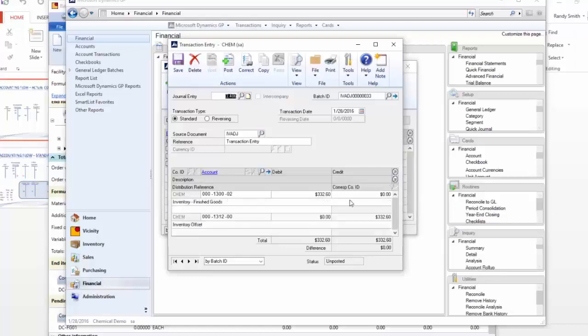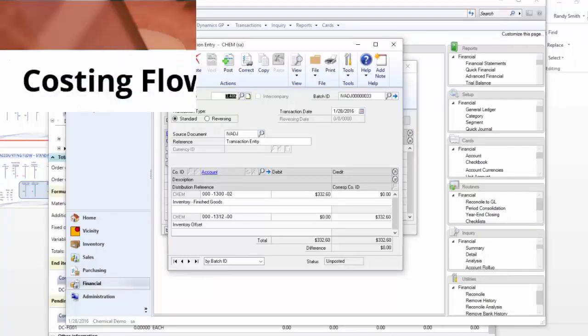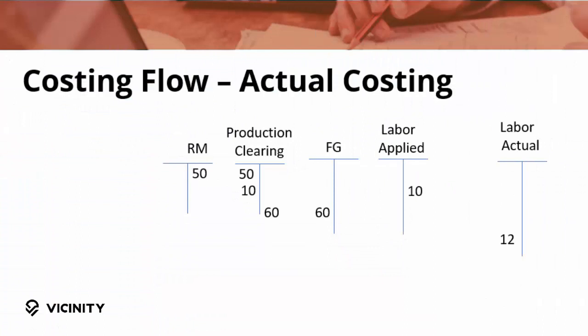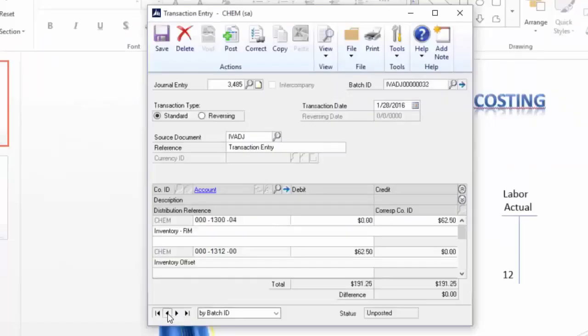So what we've got now is my finished good is being debited in this case, and my offset account is being credited. And getting back to our T account, the journal entry I just brought up is this transaction right here that's represented of the 60. And if I navigate around a little bit, I'll actually see my raw materials coming in. So this is my usage of my raw materials, which is a credit to my raw material account and a debit to my offset account.